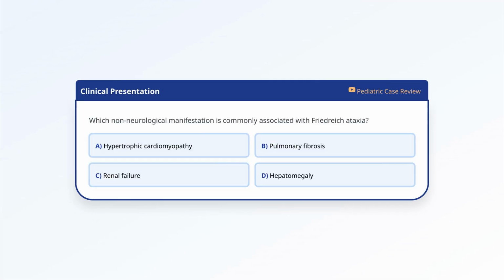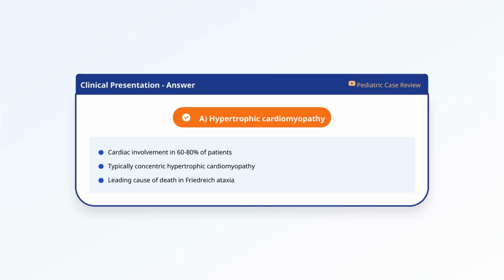Which non-neurological manifestation is commonly associated with Friedreich ataxia? A. Hypertrophic cardiomyopathy. B. Pulmonary fibrosis. C. Renal failure. D. Hepatomegaly. The correct answer is A.